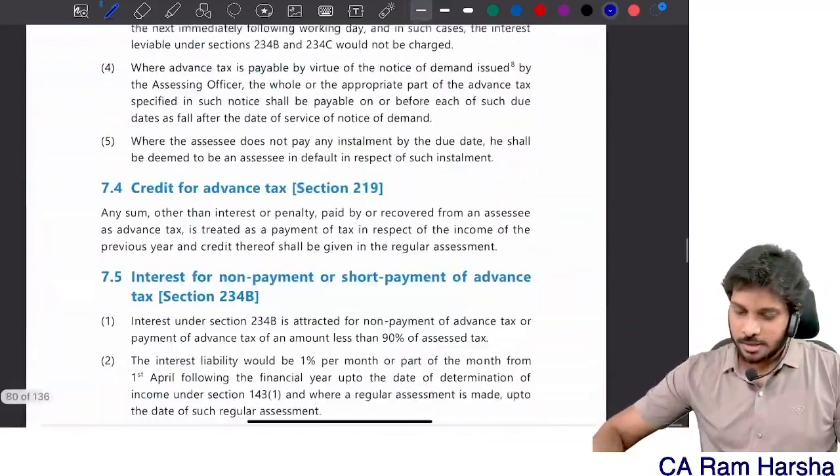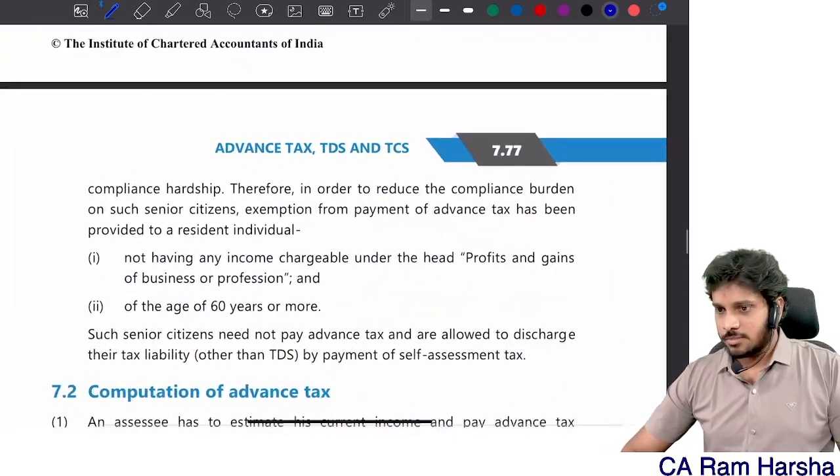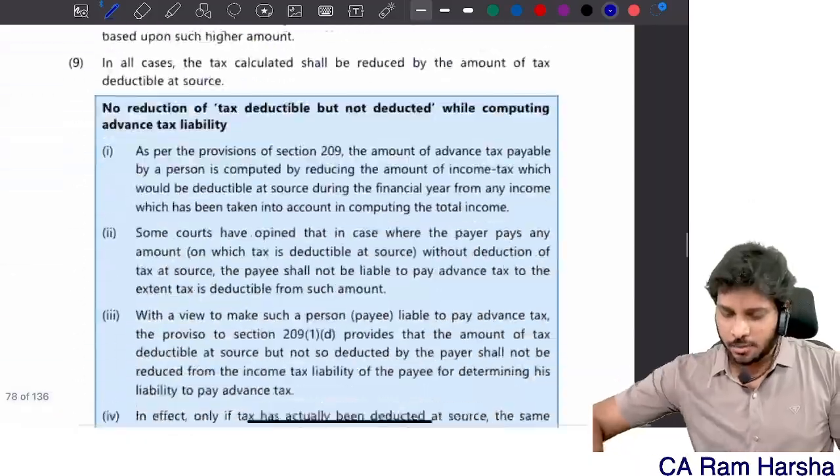Advanced tax provision I will orally explain. Okay, then I will go with the TCS, or else I'll do one thing. TCS I'll complete and go with the advanced tax.